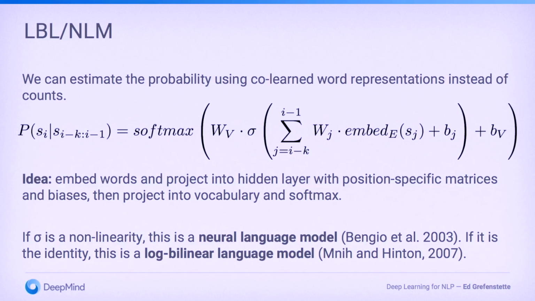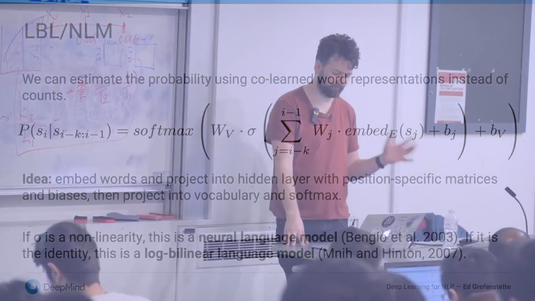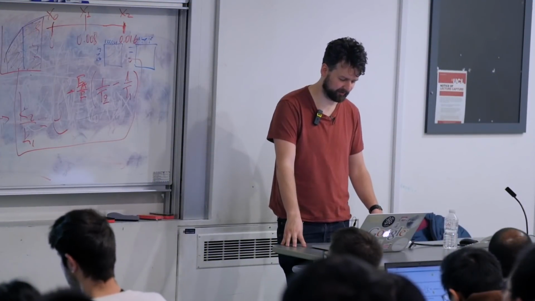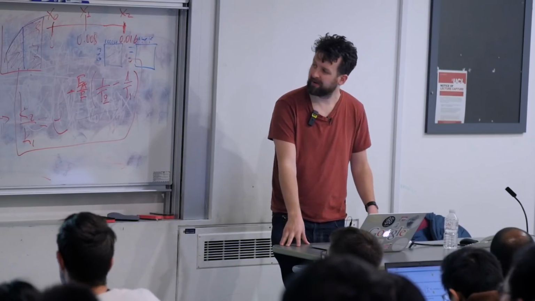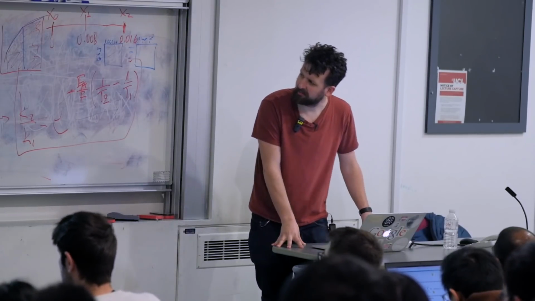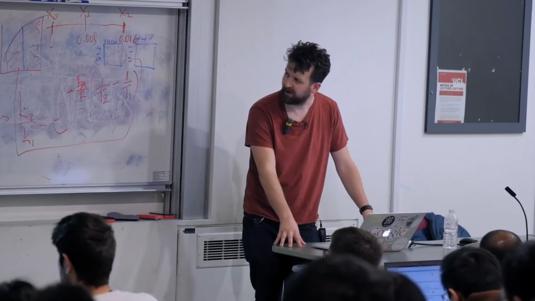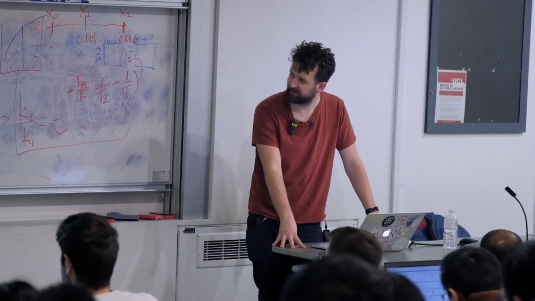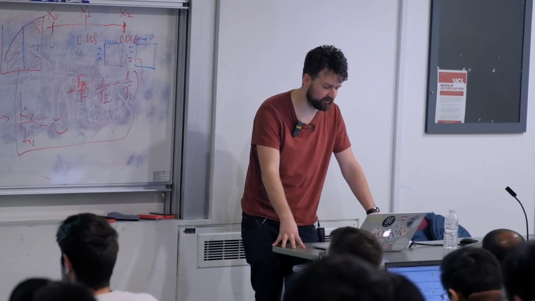If sigma here is a nonlinearity, like a sigmoid or a tanh, then this is the neural language model by Bengio et al. in 2003, which I guess was one of the resurgences of neural language modeling before RNNs and LSTMs made a comeback. And if it's the identity, it's what's known as a log bilinear language model, which was developed by Andrew Ng and Geoff Hinton in 2007.